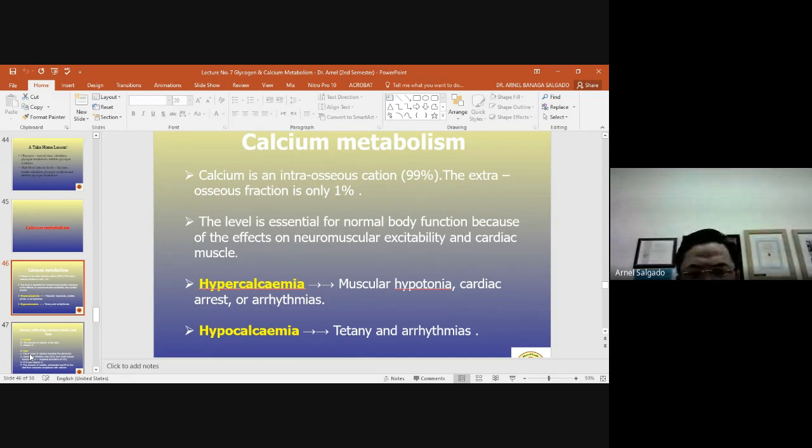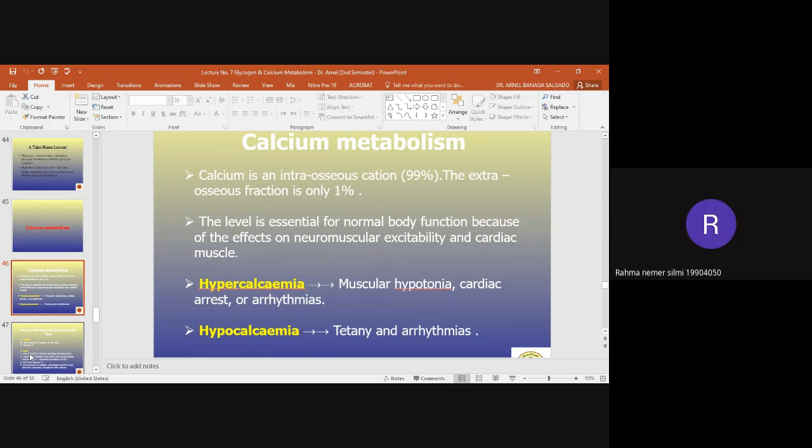The level is essential for normal body function because of the effects on neuromuscular excitability and cardiac muscles, right? So these are very important. Now, these are some of the conditions that you may encounter when there is a problem with calcium metabolism. Hypercalcemia, for instance. When you say hypercalcemia, what do we have? High amount of sugar in your blood. Sorry, high amount of calcium in your blood.